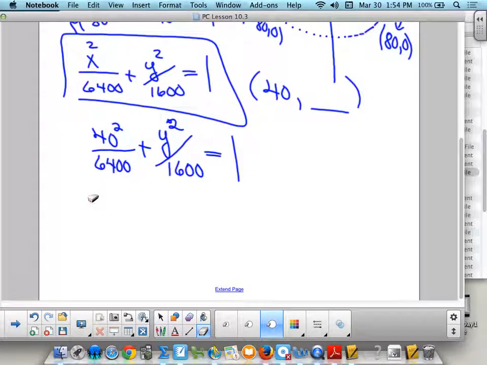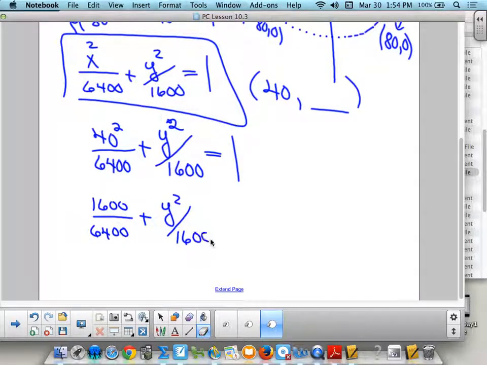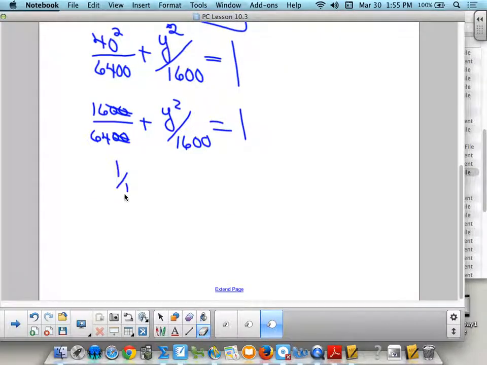40 squared, 1600 over 6400. Okay. You know what, guys? You can take your calculator, hit that, and it will reduce it for you. But look, 100 goes in there 16 times, 64 times. 16 over 64, that's just 1/4. Right? Okay, so 1600 over 6400 reduces to 1/4.